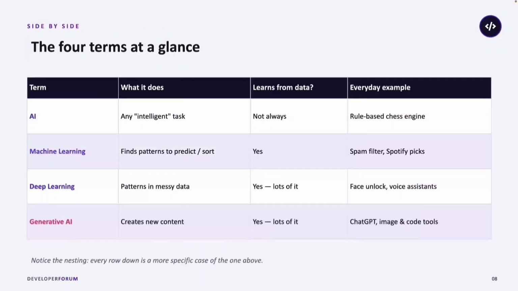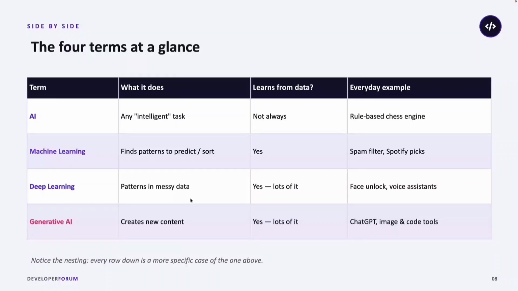Now let me give you a simple set of questions you can ask about any AI tool to place it instantly. First question: is it learning from data at all, or just following a rule which a human wrote? If it's just following rules, it's classical AI. Second question: if it is learning from data, is it working with simple structured data, like numbers in a spreadsheet, or messy data like images, audio, and so on? Simple data, it's probably regular machine learning. If it's messy data, it's probably deep learning.